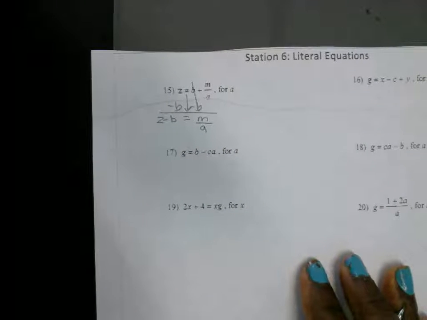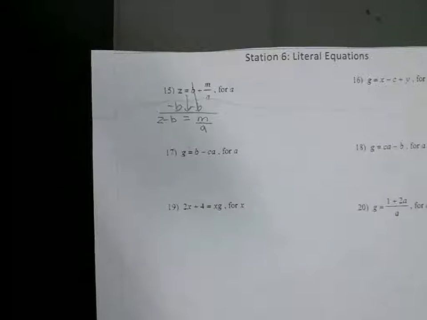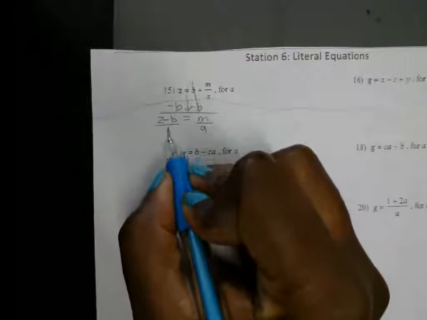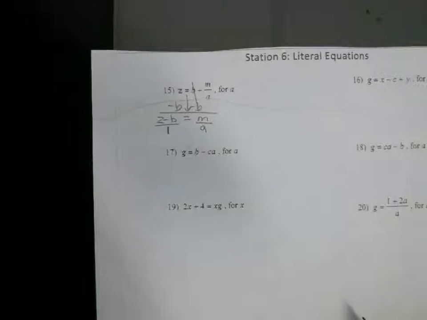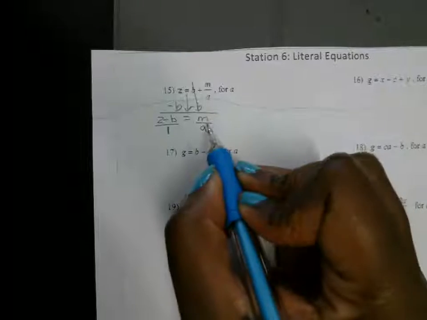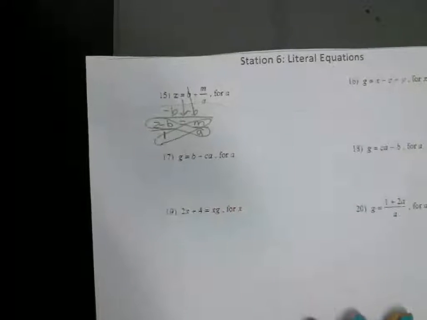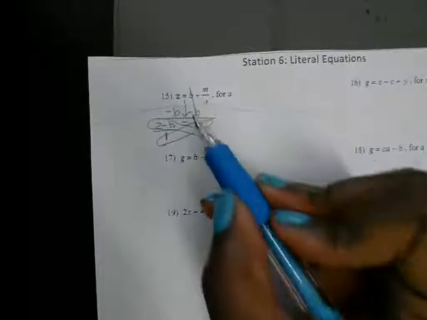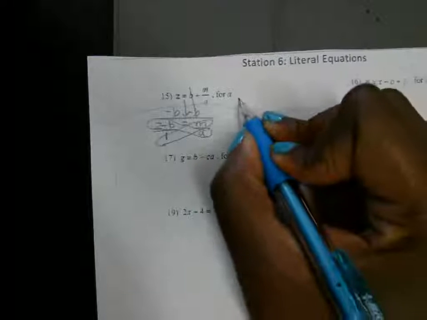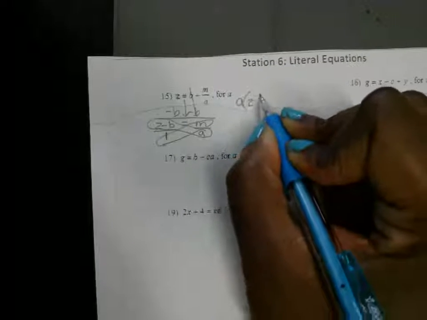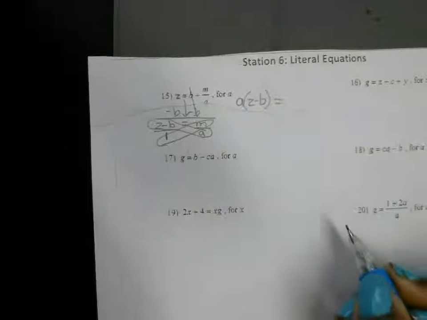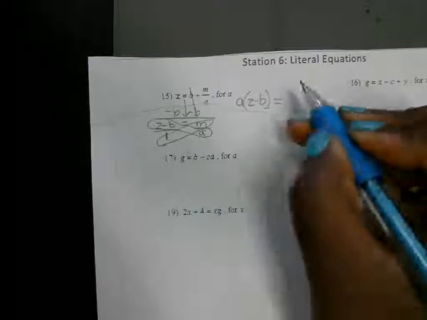Okay? Notice how A is a denominator. To make life more simplistic for yourself, write it as a proportion and cross multiply. So stick a 1 under this to make this side a fraction. Now we have a proportion. To solve a proportion, you use cross multiplication. Multiply diagonally. That's A times this expression, so you have A times Z minus B. Bring down the equal. We have 1 times M, which is M.